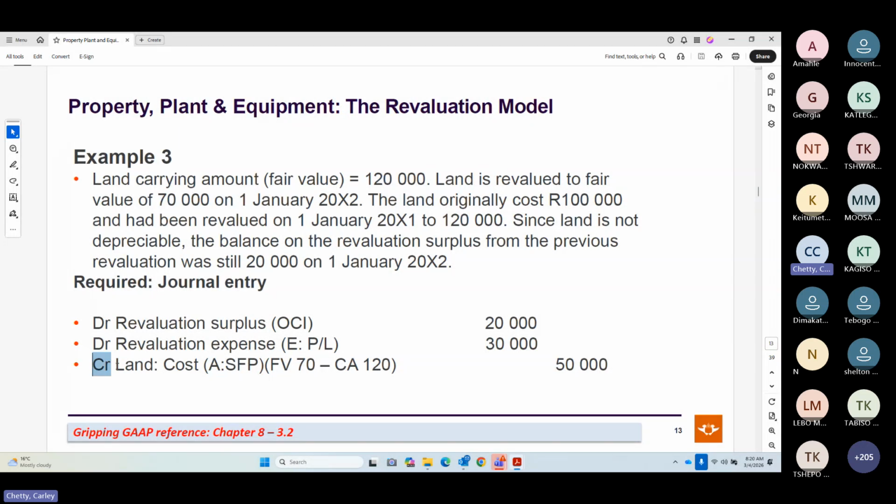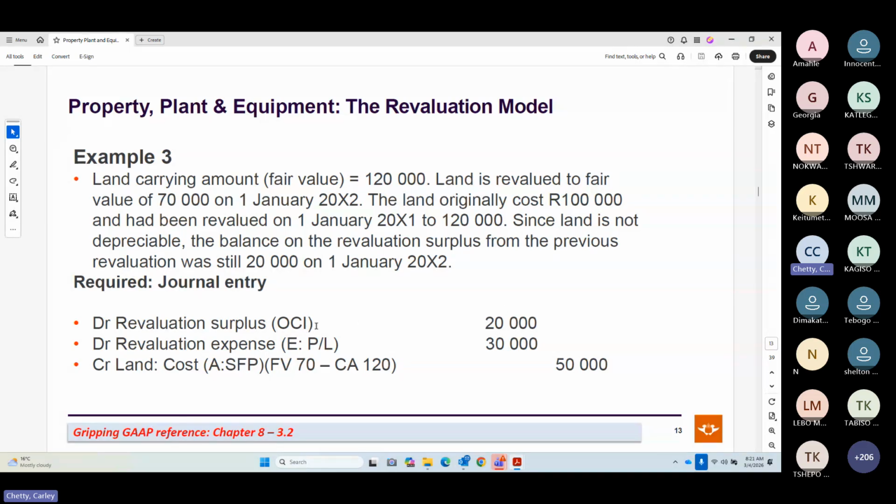So we can start by saying credit land cost with the difference between the carrying amount on 1 Jan 20x2 of 120,000 and the fair value on that date of 70,000. So we know that land is going to decrease by 50,000, credit land cost. But now we need to know what accounts we are going to debit. So the revaluation surplus account has a balance of 20,000, a credit balance. So we can debit revaluation surplus with 20,000.